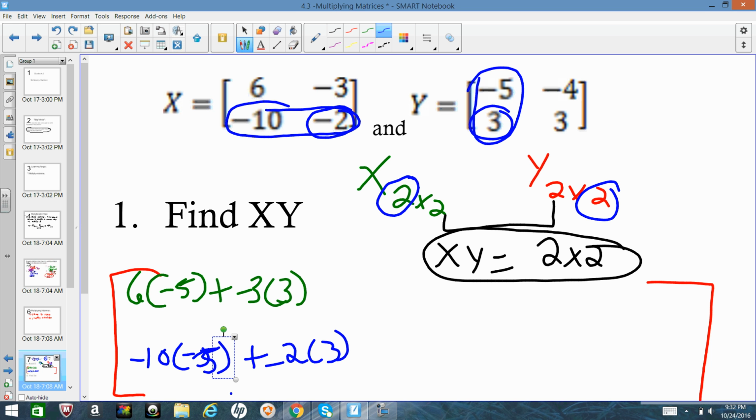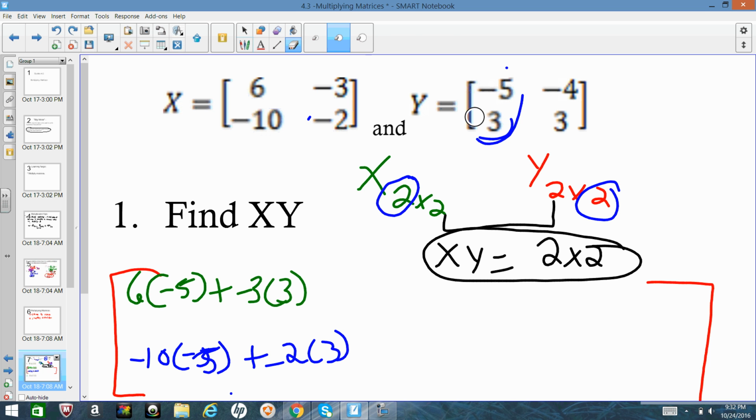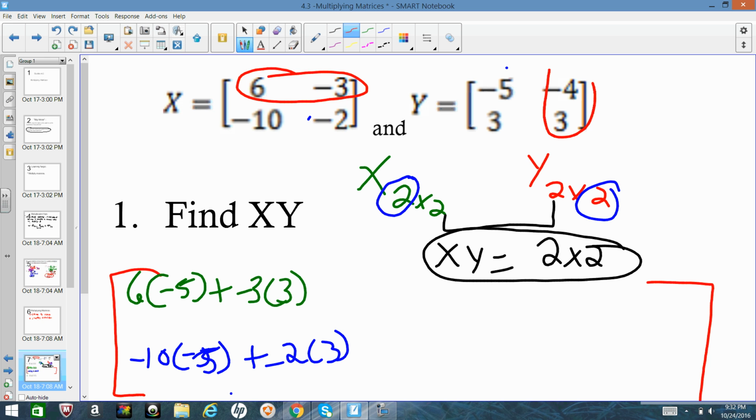Okay, so now I would find my third column. So I'm going to erase this so you guys can see where these numbers are coming from. I'm going to take my, again, top row, which is 6 times negative 3, and now I'm going to multiply it times my right column, which is negative 4 and 3. So I'd have 6 times negative 4 plus negative 3 times 3.